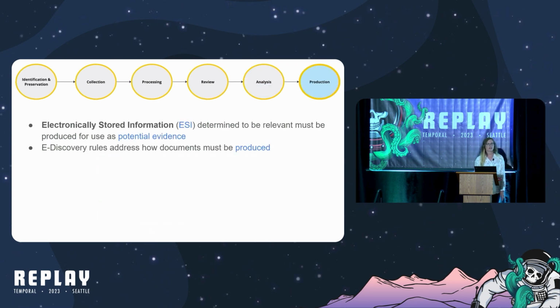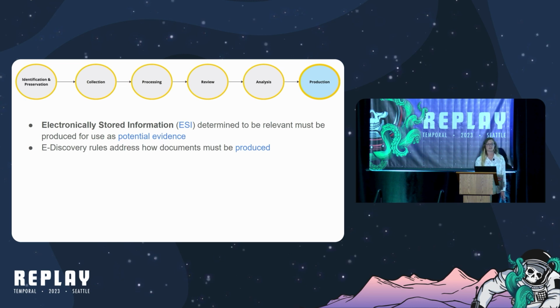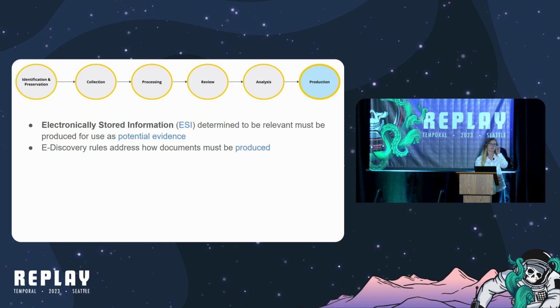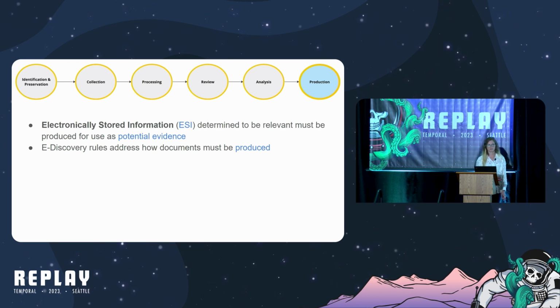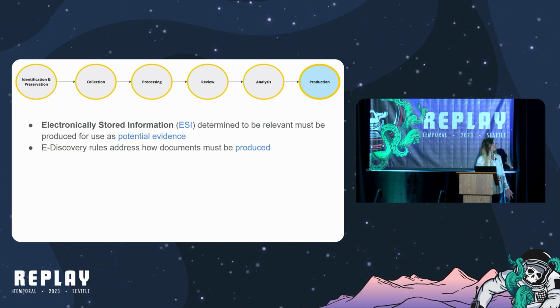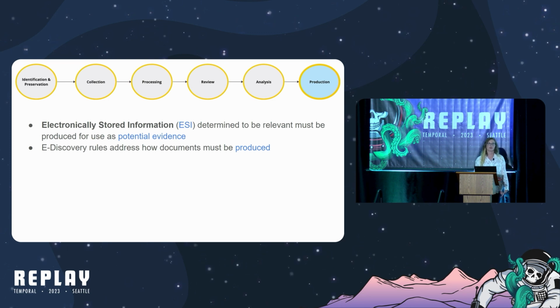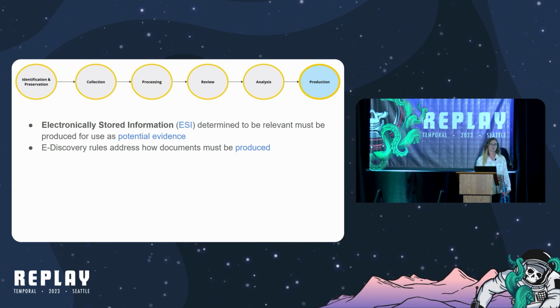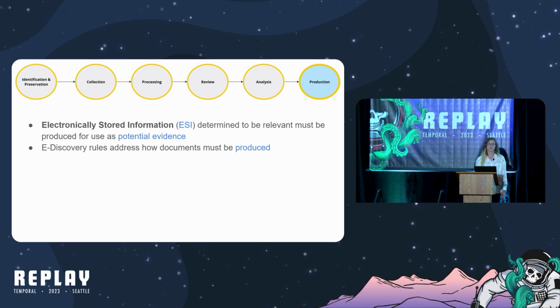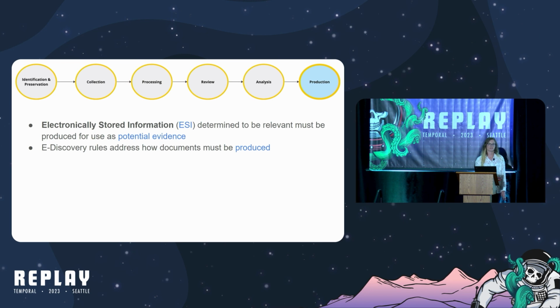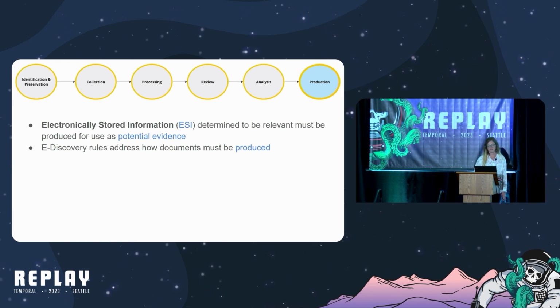Finally, production is when our relevant and selected ESI will be delivered to opposing parties in a format that's suitable for legal proceedings. Mr. Filch's team may have requested a reasonable deadline, so Harry's team is going to be under pressure to adhere to that, and this is just another reason why they really need to use some eDiscovery tooling and software.